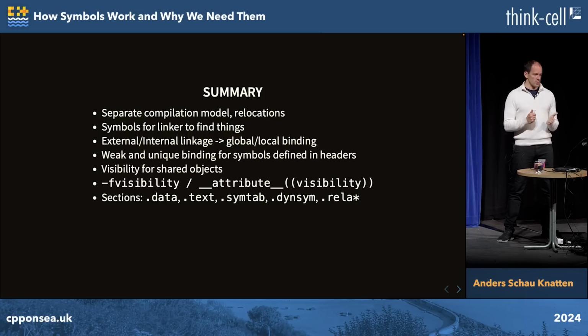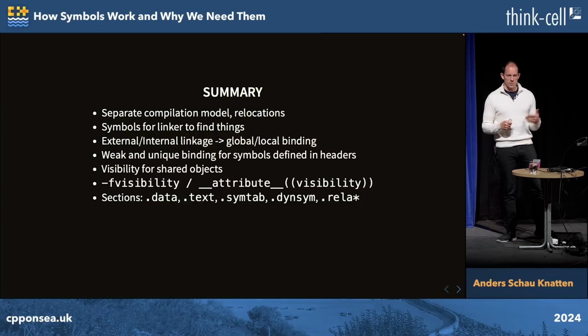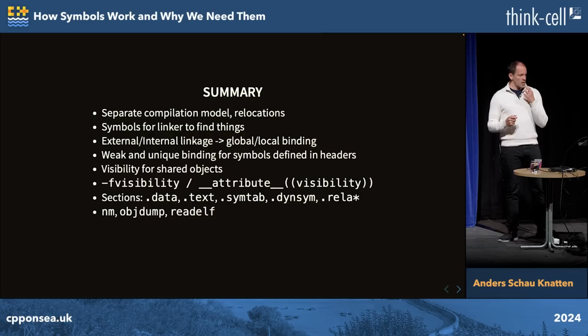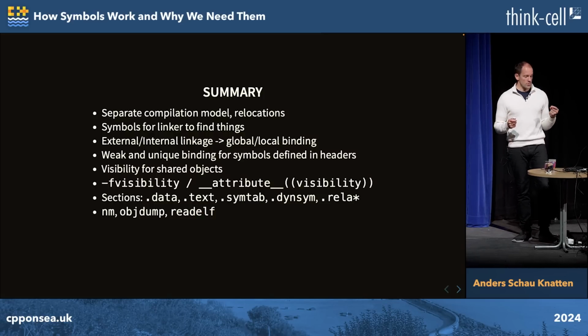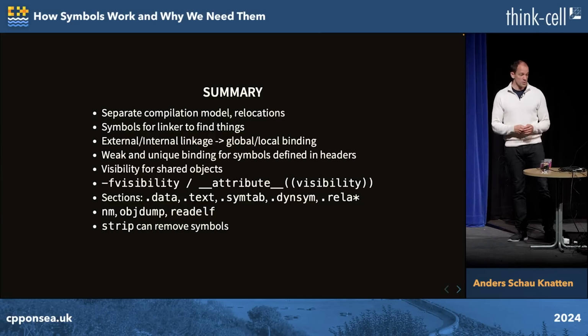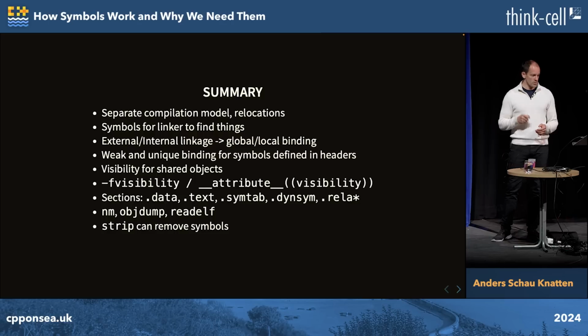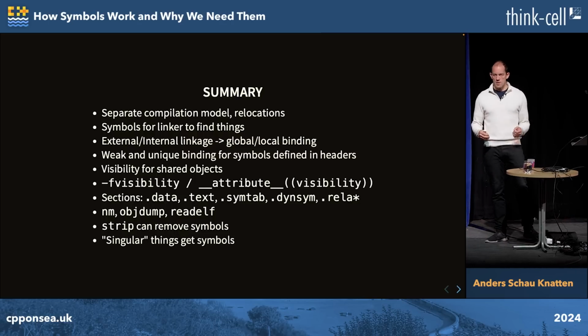And so we have sections like data, text, symtab, dynsym, and we have some rela sections for the relocations. And that we can use nm, objdump, and readelf to look at these symbols and disassembly and all that cool stuff. And that you can use strip to remove the static symbol table, for instance, and also the debug symbol table. And finally, we saw that only singular things get symbols.